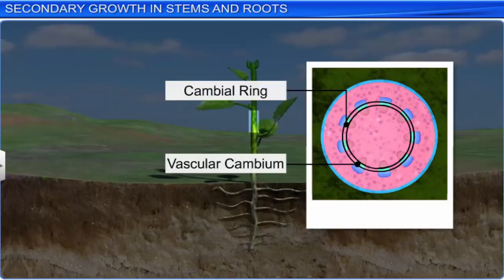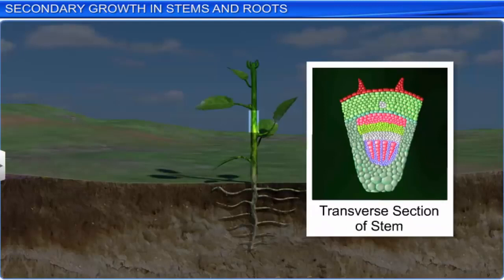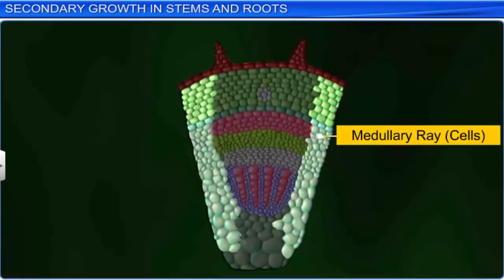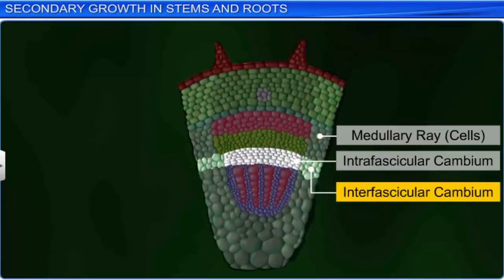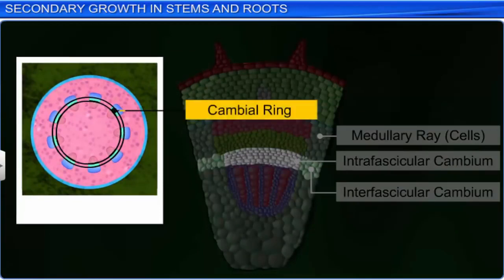Let's understand how this ring is formed. When the secondary growth of a stem begins, a process of differentiation takes place in the cells of the medullary rays. These cells, located next to the intrafascicular cambium, become meristematic in nature and lead to the formation of the interfascicular cambium. Thus, the fusion of intrafascicular cambium and the interfascicular cambium results in the formation of a continuous ring of cambium or the cambial ring.